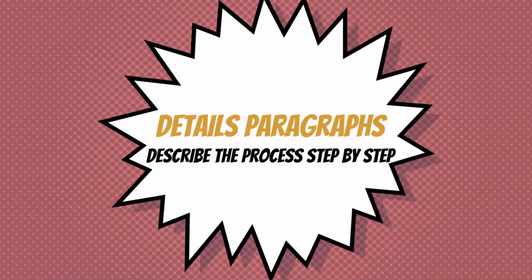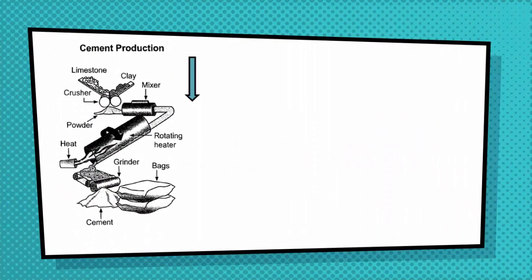In paragraphs 3 and 4, the details paragraphs, you need to describe the process step by step. Include the first and last steps that you mentioned in the summary, but try to describe them in more detail or in a different way. The third paragraph looks at cement production in much more detail. The examiner is looking for your ability to highlight the main features and sequence them effectively.